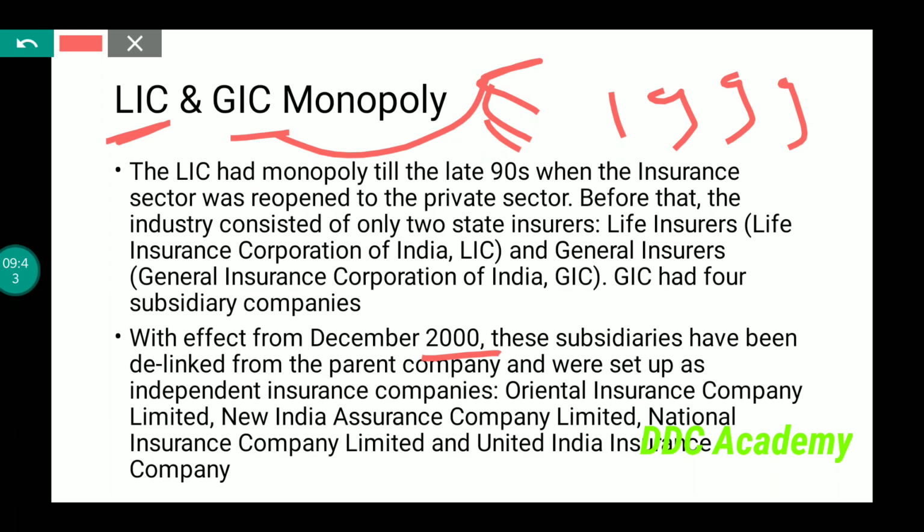So with effect from December 2000, these 4 companies were delinked from GIC. That is, firstly they operated under GIC and were controlled by GIC, you can say. But after December 2000, these are separate companies. There is no control of GIC. Each company has been given its own right to operate in India. So four different companies are formed.